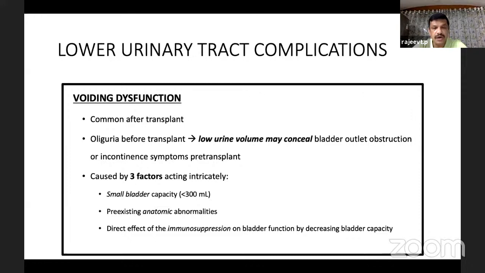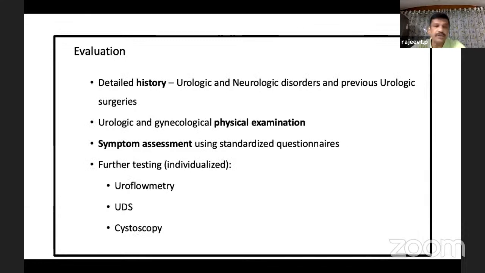Voiding dysfunction is basically because of three factors which act intricately. One is a small bladder capacity, that is less than 300 ml. Pre-existing anatomic abnormalities, and it also can be because of the direct effect of immunosuppression on bladder function by decreasing the bladder capacity. So evaluation is by taking a detailed history, both urologic and neurologic disorders and previous urological surgeries. One should do a detailed urologic and gynecological physical examination and symptom assessment using standardized questionnaires. Further evaluation or testing is on an individualized basis, and these include uroflowmetry, urodynamics, and cystoscopy.